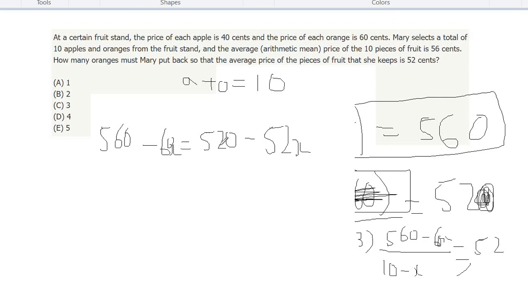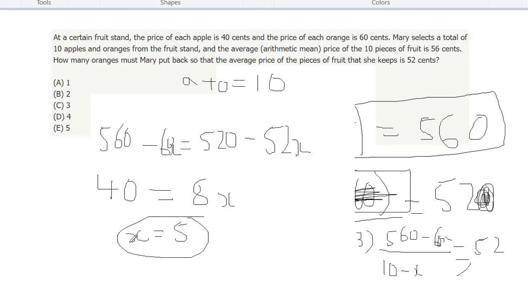So what we got is 560. We move these to the correct places where they cancel each other out. 560 subtracted by 520 is 40, and 60x minus 52x is 8x. So x will equal 5. And remember, x is the number of oranges we are taking out.